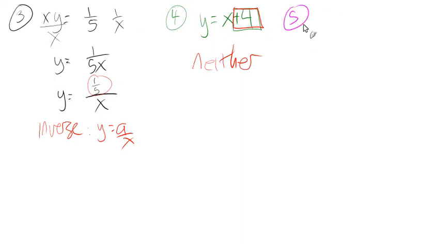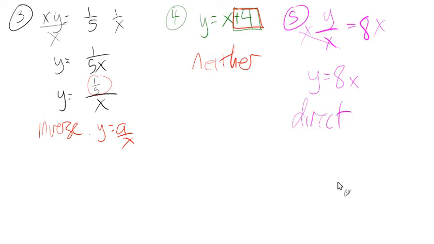Let's go to number 5. y over x equals 8. And let's just get y by itself, as we did before. So these cancel out, and we get y equals 8x. So this would be direct variation. Okay, that's how all of those go.